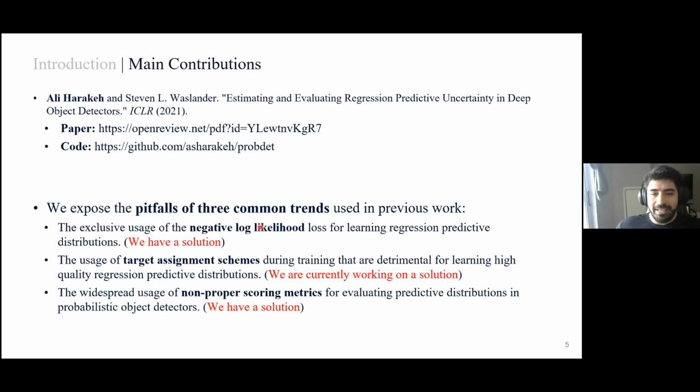I will be explaining in detail each of these three trends and their pitfalls. And it's worth mentioning that we have solutions for the first and the third trend, but unfortunately, for the second trend, we're still working on it. It's quite difficult to resolve.